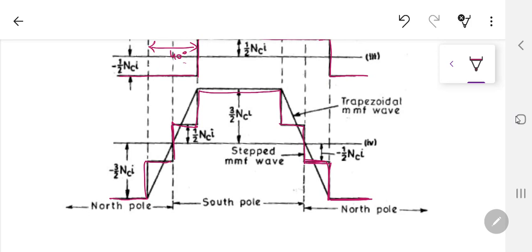So this purple or red color, whatever color I have used, is the MMF waveform inside the air gap. And you can see over here, wherever it is a little bit above 0 value, from this point to this point, this is the South Pole, and the remaining is the North Pole, and this is the North Pole over there.